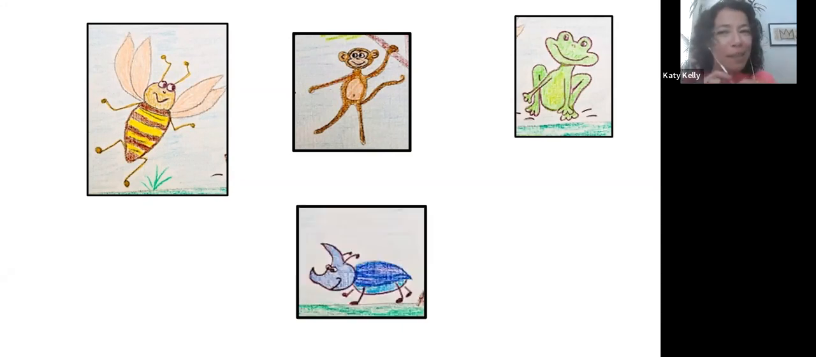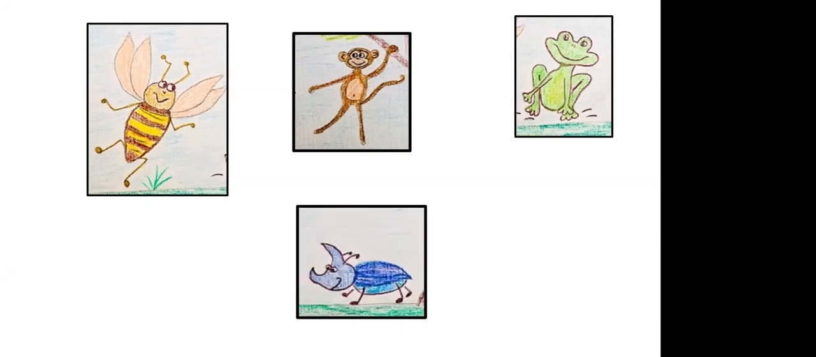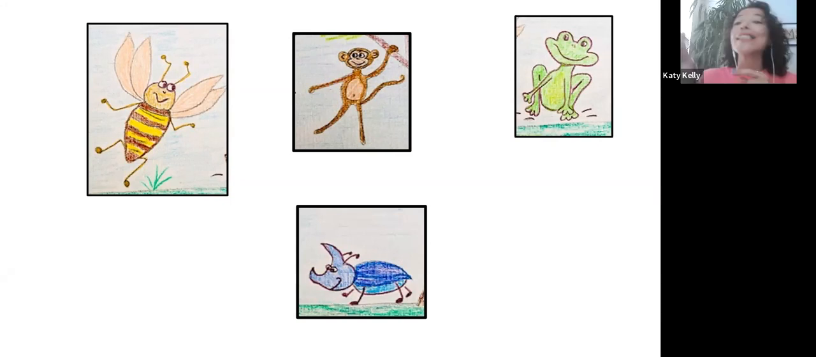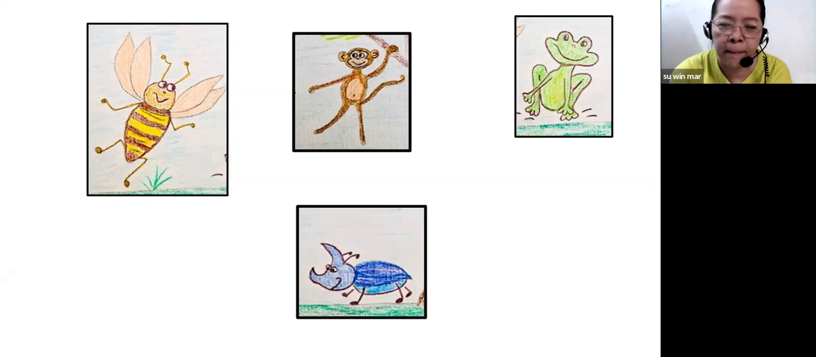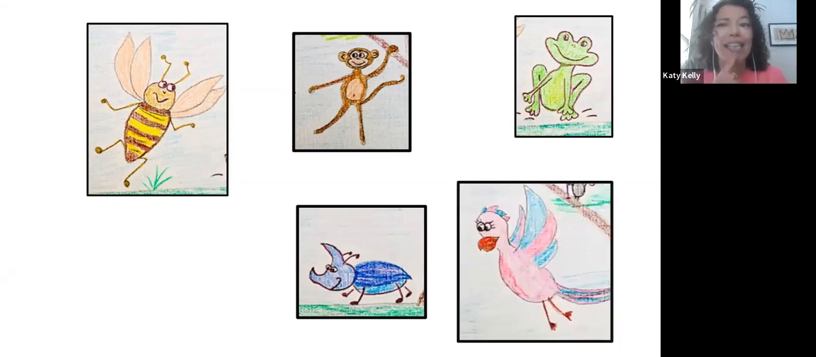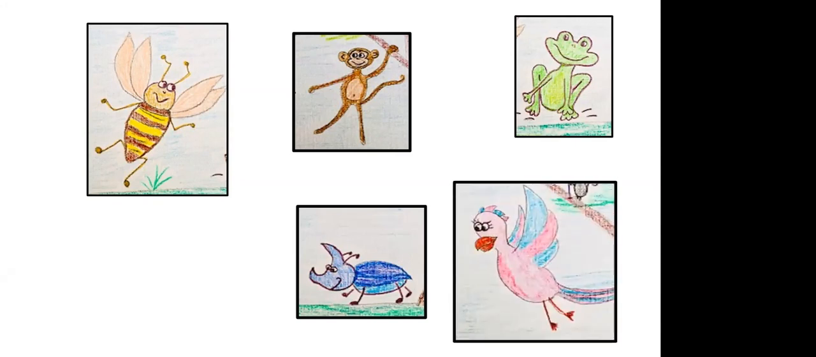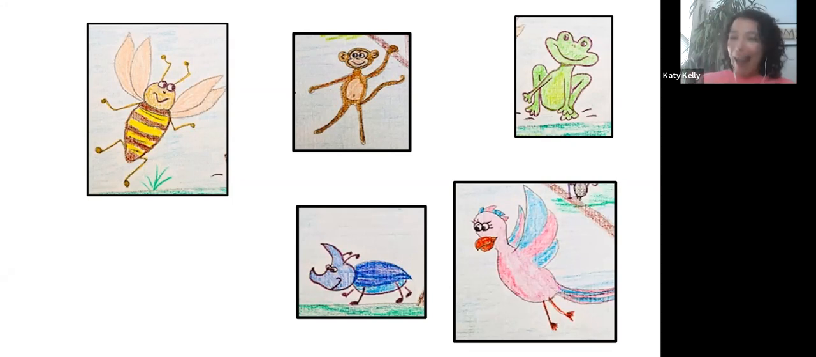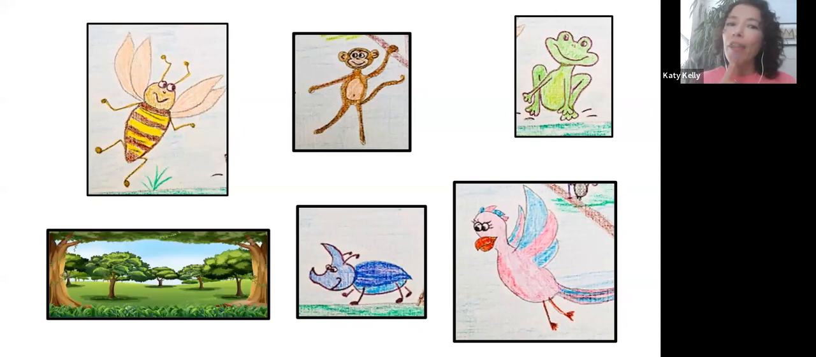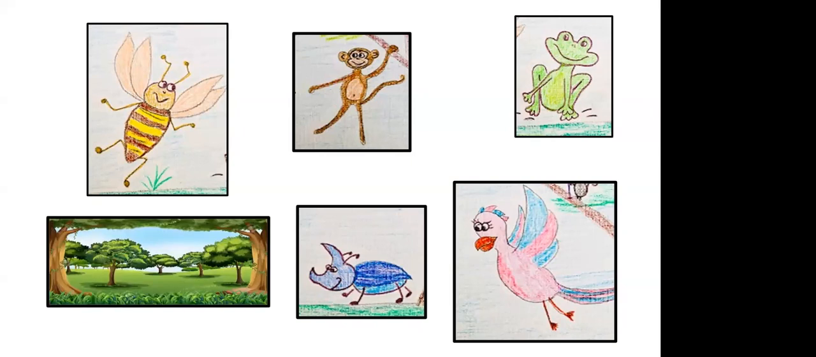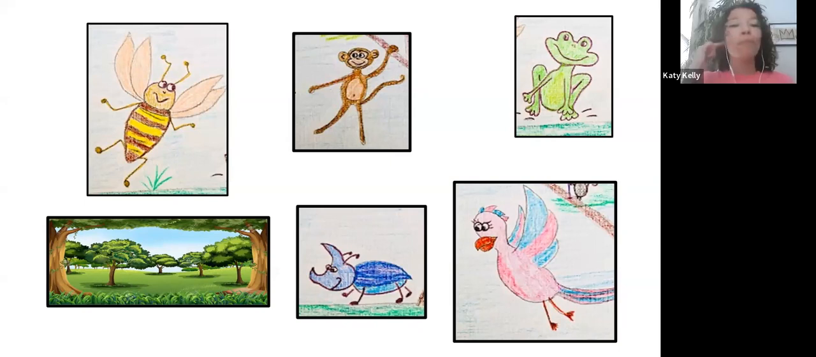And, ooh, this one's a bit tricky. What's this one? Beetle. Oh, fantastic. Good job. Yes, it is. It's a beetle. And what about this? It's a flamingo. Parrot. The parrot. Yes, it's not a flamingo. I'm sorry. It's a parrot. Good job. Now, where are they? They're in the forest. Excellent. Perfect. Lovely.